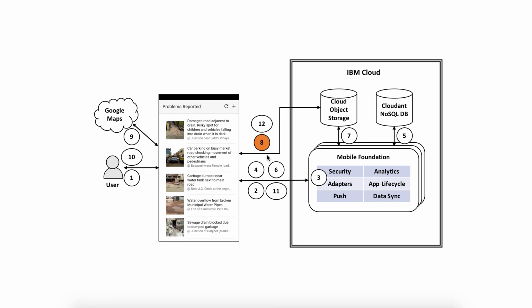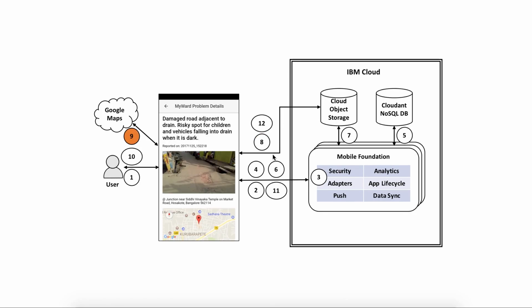Mobile app displays the data obtained from Mobile Foundation server as a list of items. The image caching plugin running on the mobile app downloads and caches images from Cloud Object Storage. User clicks on one of the list items to see more details. A detail page is shown consisting of image and geolocation marked inside Google Maps.